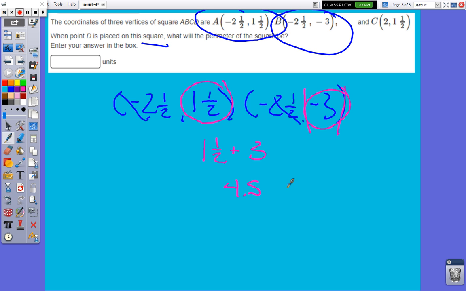One side is 4.5. I now multiply that by 4. That gives me 18. The answer is 18 units. Last question.